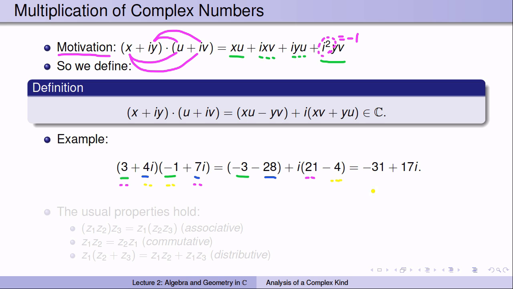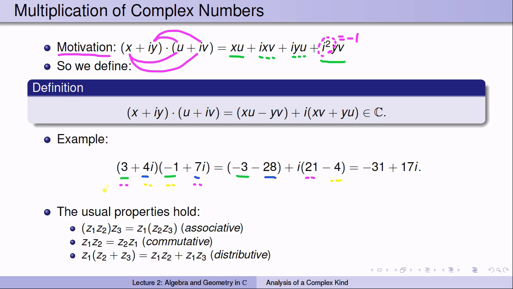Now one can check that with this definition, the usual properties of multiplication still hold, even though we're now multiplying complex numbers and not just real numbers. For example, z1 times z2 times z3. If you want to multiply three numbers, it doesn't matter if you multiply the first and the second first, and then take the result and multiply it by the third, or you multiply the second and the third, and then the first one times that result. This is called associativity. You can move these parentheses around and decide which multiplication gets executed first.